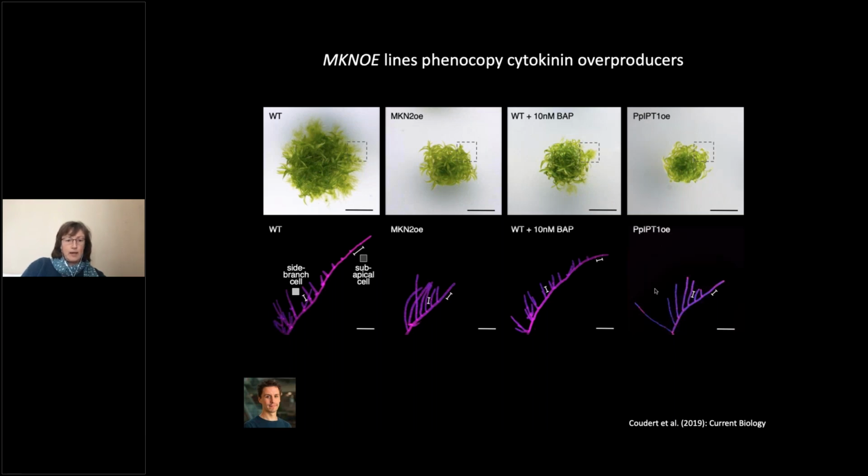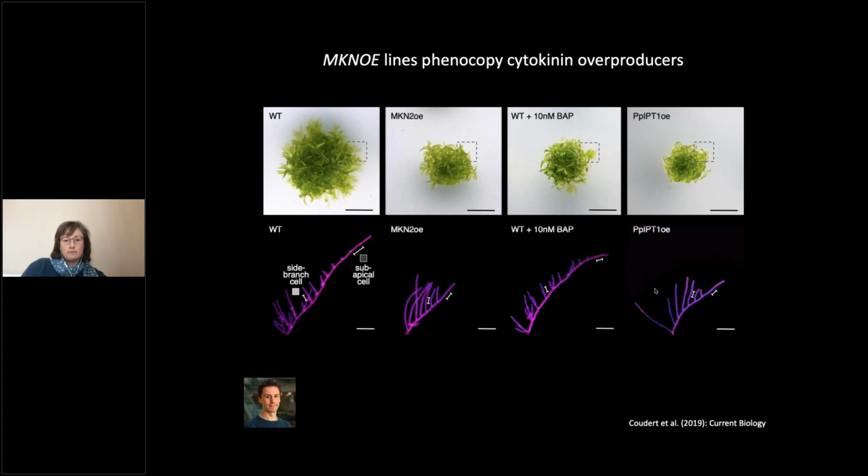And when we were growing our MKN2 overexpressors, which you can see second in from the left on the top, we noticed that the plants were quite a lot smaller than the wild type plants. And the spread of these plants is determined by the growth of a filamentous tissue called the protonema. So underneath the photos at the top, you can see some protonema pulled out from the parent plant, and you can see that the MKN2 overexpressor filaments are shorter than the wild type filaments on the left-hand side.